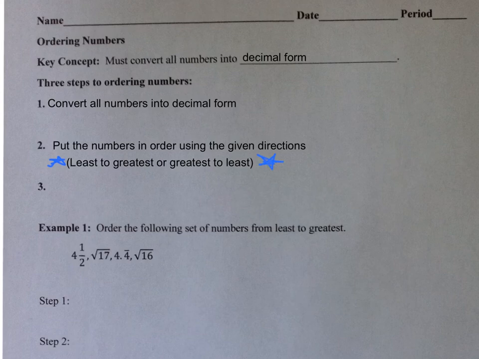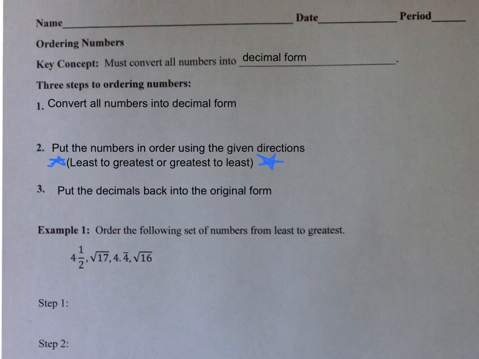And the third step is you're going to put the decimals back into the original form, okay? So our 3 steps are the following. Step 1, you're going to convert all numbers into a decimal form. Step 2, you're going to put the numbers in order using the given directions, either least to greatest or greatest to least. And then step 3, you're going to put the decimals back into the original form.